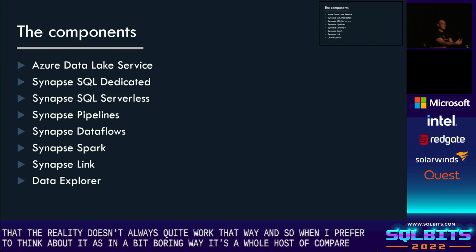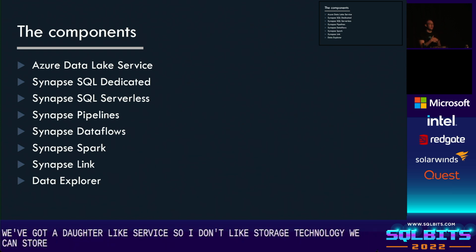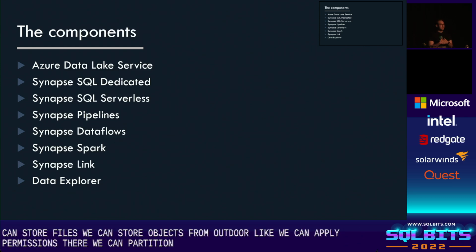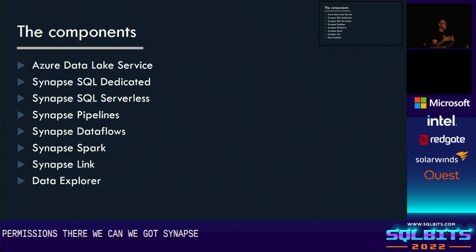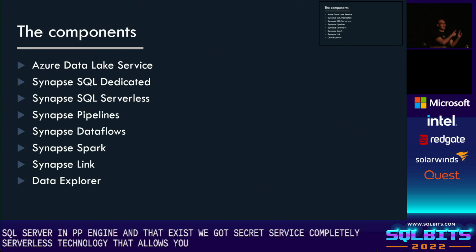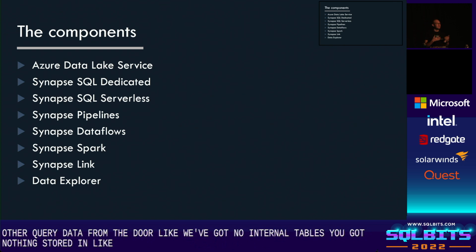We've got a data lake service, a data lake storage technology where we can store files and objects, apply permissions, and partition data. We've got Synapse SQL Dedicated, the classic SQL Server MPP engine. We've got Synapse SQL Serverless, a completely serverless technology that allows you, very similar to the demo Anna did, to query data from the data lake where you've got no internal tables, nothing stored in something like an MDF file.